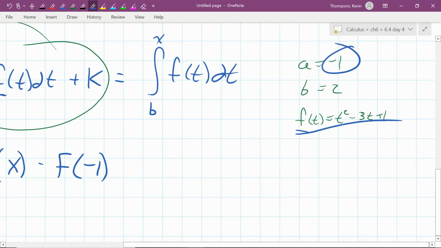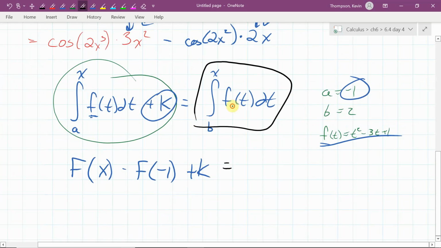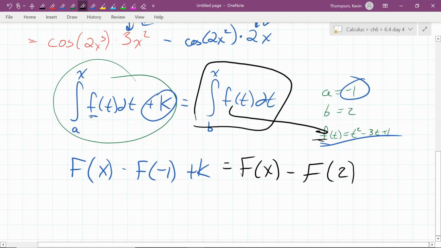I'm not actually going to work at this right now, but I could find that antiderivative, not difficult. I could put an x in there if I wanted to. There's going to be a plus c. I don't care about that. You'll see why. Over here, there's still this plus k. This side, do the same thing. It's the same antiderivative, right? Same function here. So it's the antiderivative value at the upper limit minus the antiderivative evaluated at the lower limit. What do you notice? Those are gone.